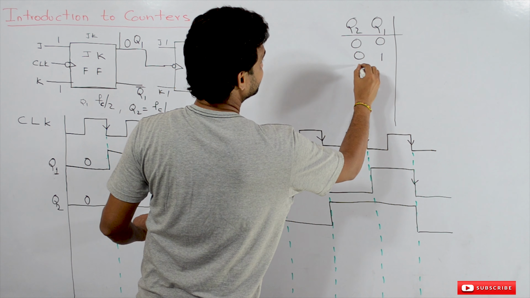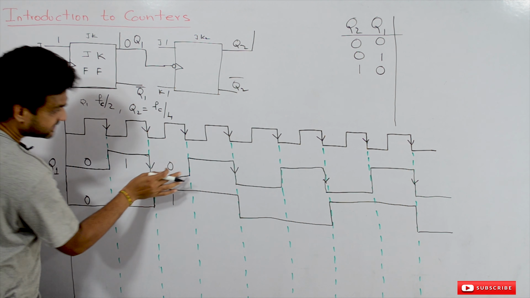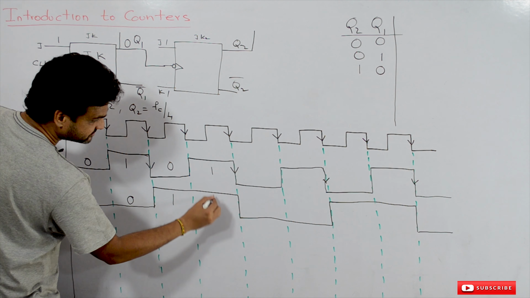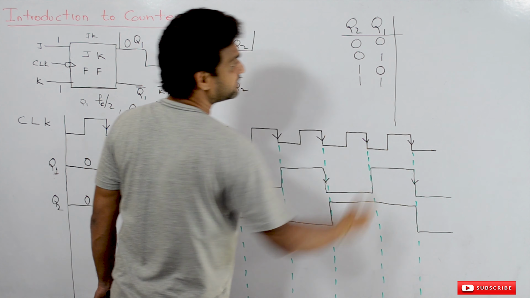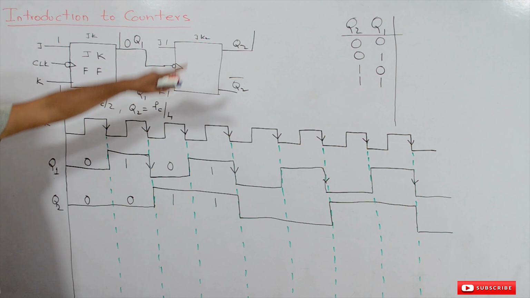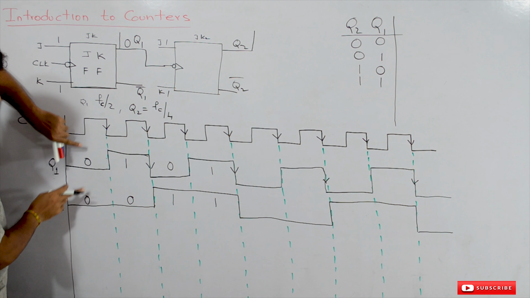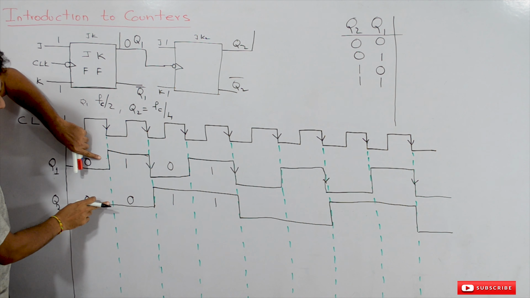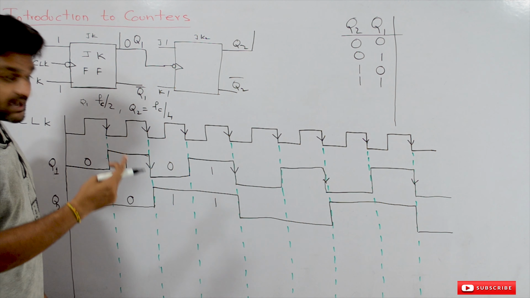Q2 is going to be 1 and this is 0. And in the next clock cycle, this is 1 and this is 1. So it is going to be 1, 1. See what those numbers are. So at each and every clock cycle, the counting of the binary numbers is happening.